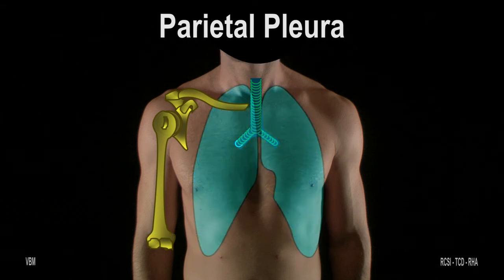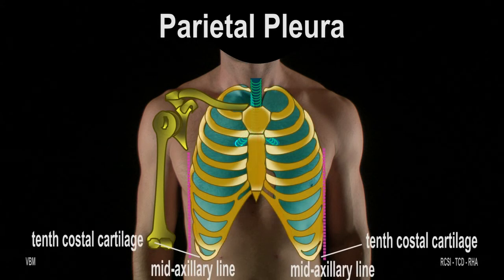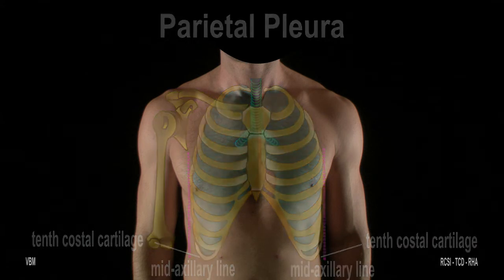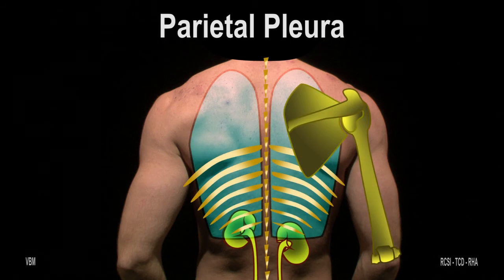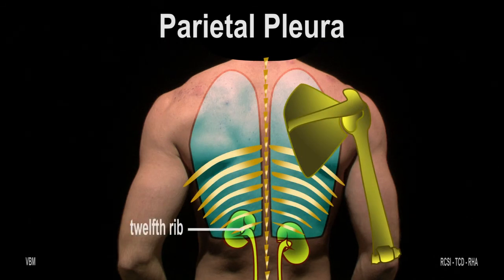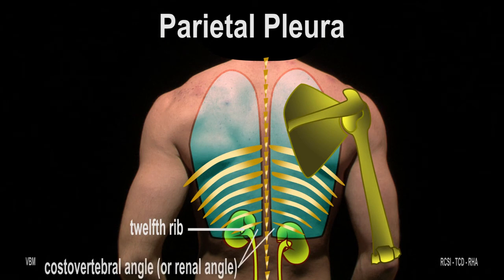They both cross the mid-axillary line at the 10th costal cartilage. Both sides of the parietal pleura are below the medial half of the 12th rib in the costovertebral angle. These markings indicate the extent of the parietal pleura around the outer chest wall.